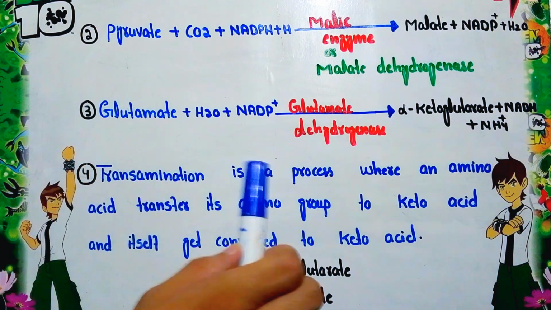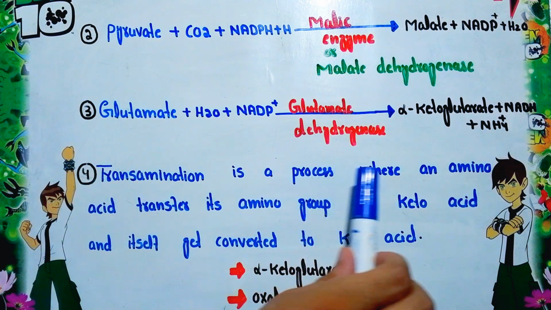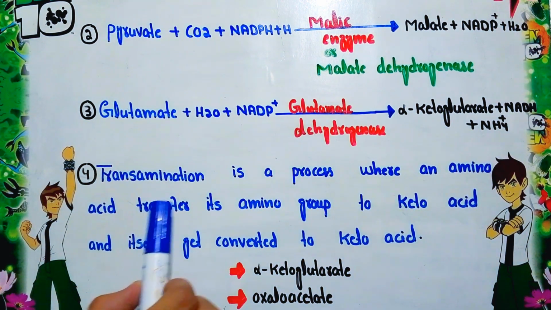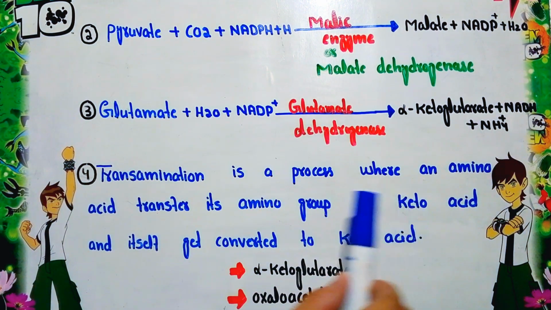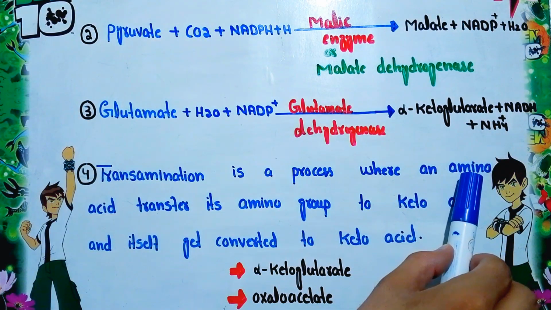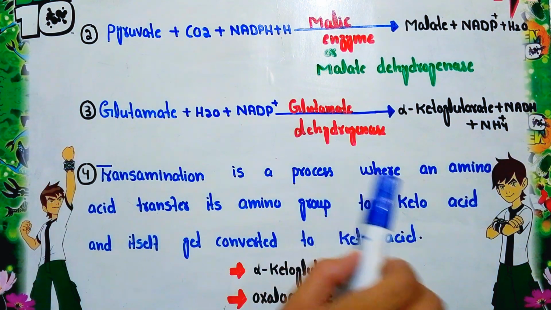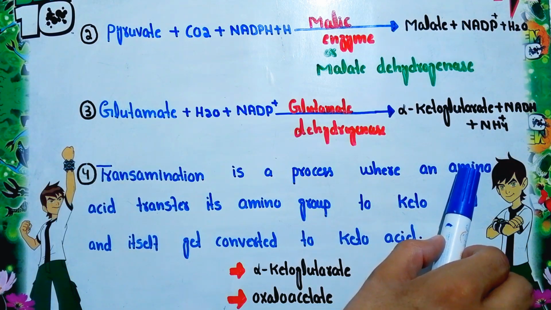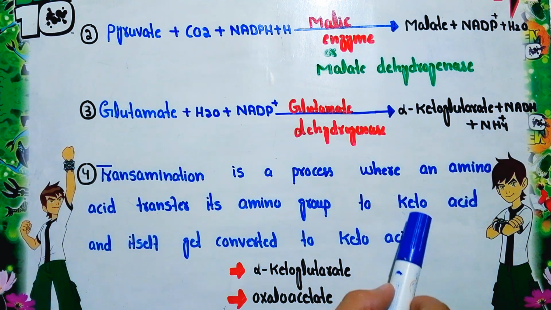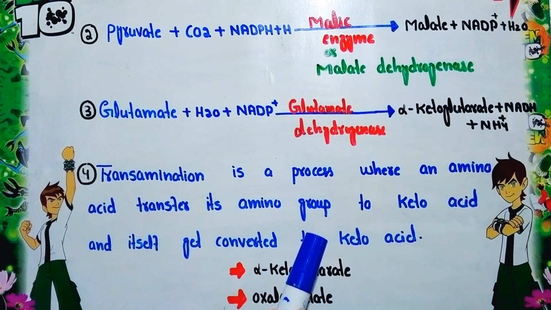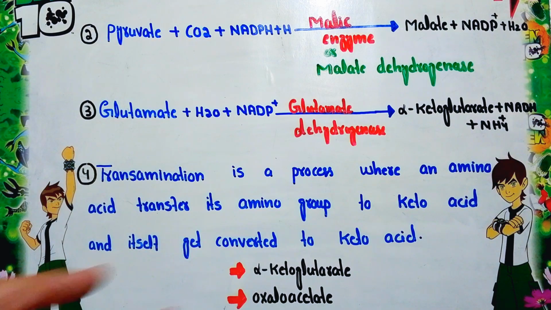Now look, see here the definition. Transamination is a process where an amino acid transfers its amino group to a keto acid. So what happens? The amino acid transfers its amino group to a keto acid. This amino acid is converted into a keto acid, while the keto acid, after accepting the amino group, is converted into a new amino acid. So this is the transamination reaction through which mainly two intermediates are formed. These are alpha ketoglutarate and oxaloacetate.